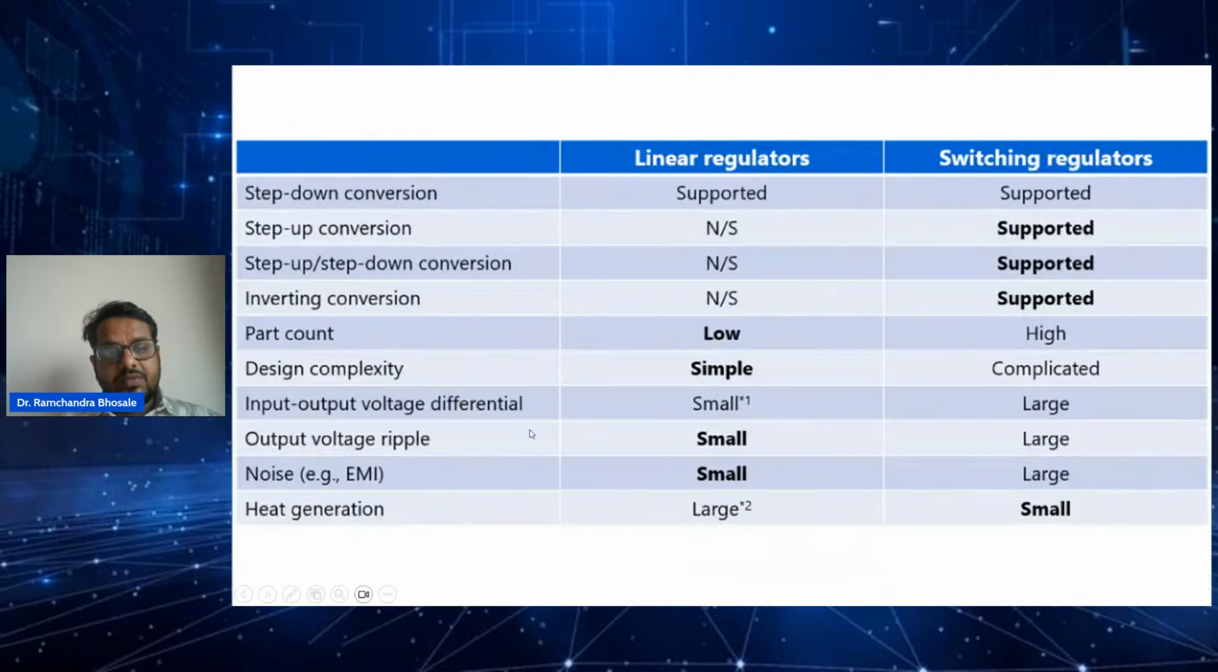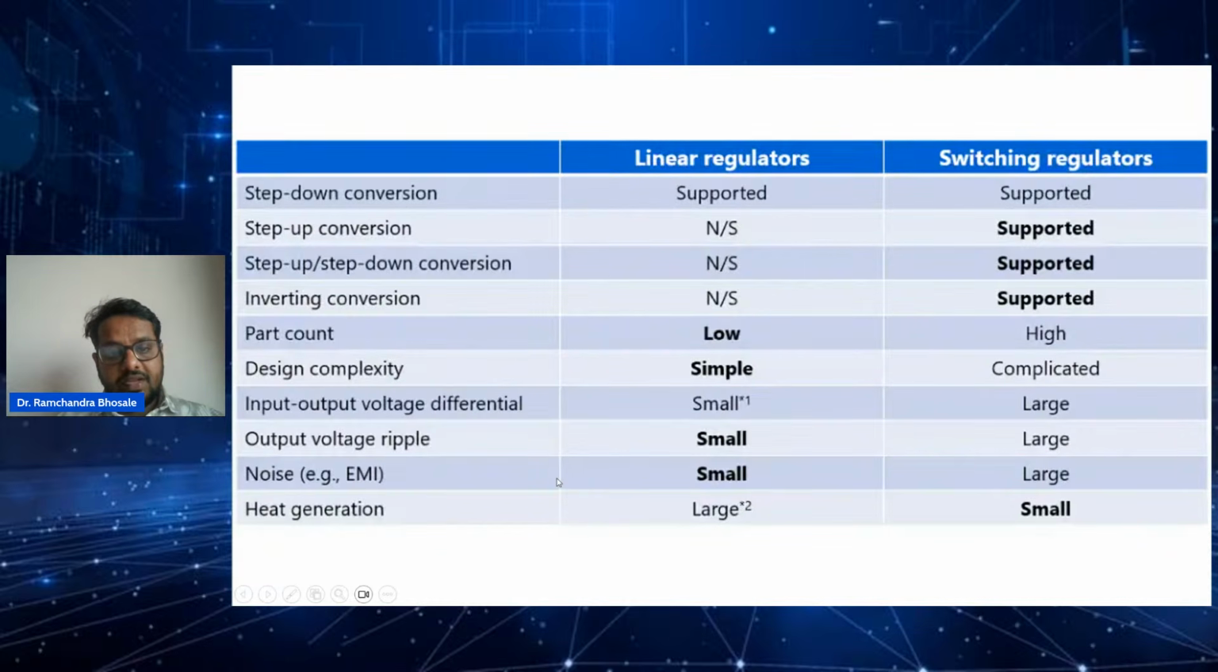Output voltage ripple is very small in a linear regulator, but in a switching regulator it is large, because when you are turning the MOSFET on and off, the voltage change across the further circuitry is very large. So you have large voltage ripple. That means in 5 volt DC you will have some content of AC, which will be more in the case of switching regulators. Okay, noise, EMI, what does it mean?